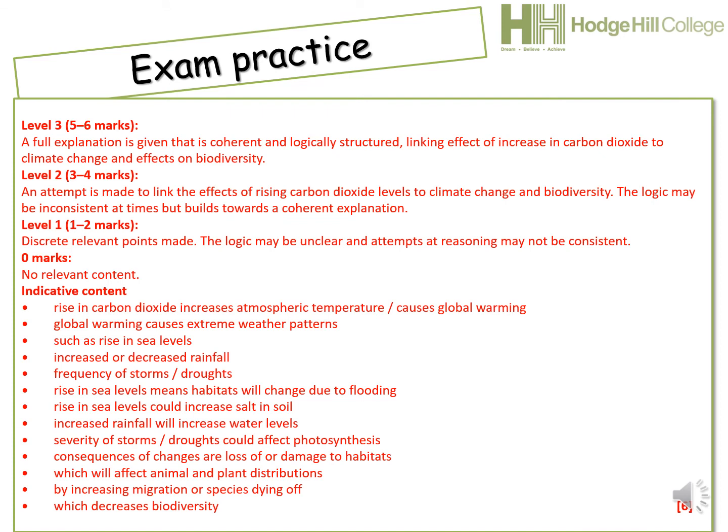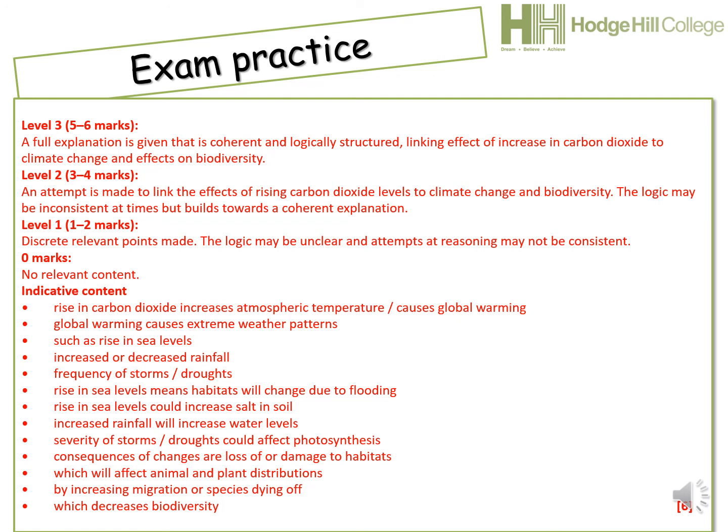A rise in carbon dioxide increases the atmosphere temperature, which causes global warming. Global warming causes extreme weather patterns. If it causes extreme weather patterns, it can cause animals or organisms to migrate. It can also cause a rise in sea levels. If the Earth is getting too hot, there's going to be ice caps melting, which means the sea levels are going to rise.